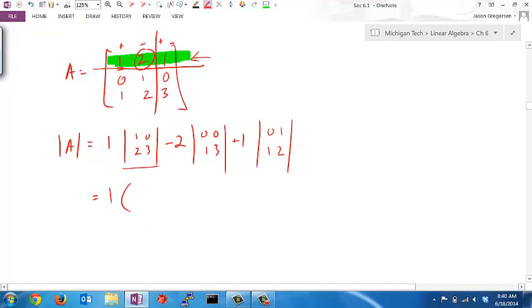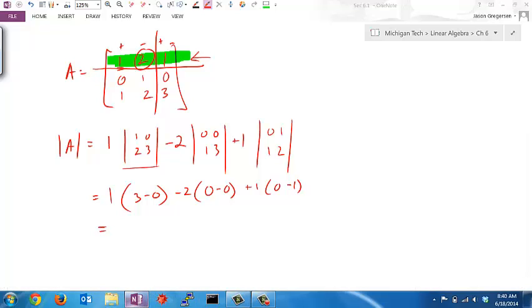So this determinant is just 1 times 3 minus 2 times 0. This one is 0 minus 0, and this one is 0 minus 1. I get 3 minus 0 minus 1, which is 2. Okay. Now, a better way to do that: expand along the second row.